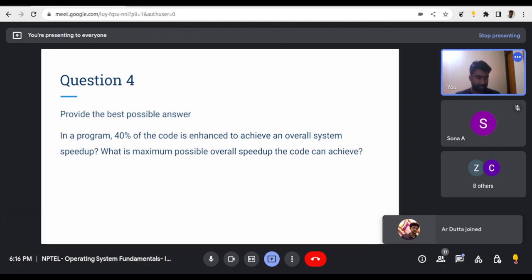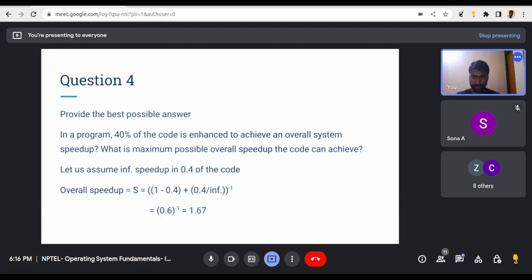Okay, let's go to the answer then. At first we assume that in the 40% of the code that was enhanced, we can achieve an infinite amount of speed up, right? So the denominator fraction here in the formula will be infinity, so this term goes to 0, right? And in the rest of the 60% there is no speed up, so it will be 1 by 0.6, that comes to 1.67. That is the maximum speed up that you can achieve with 40% of the code enhanced.